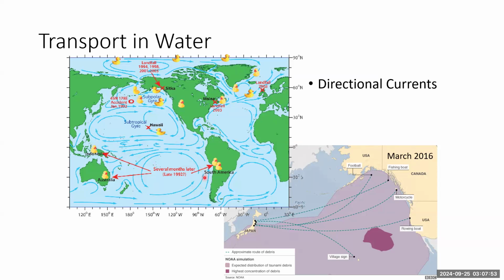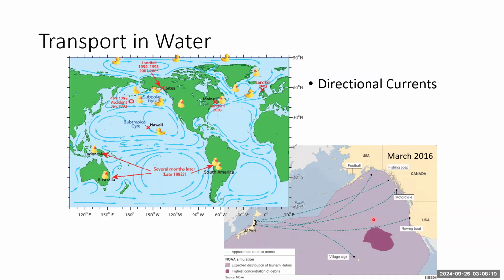And so by following the patterns and the timing of these movements of rubber ducks, and because these were all standardized rubber ducks, we know how dense they are and how fast they should move in any given current of water. We've been able to sort of really map out these various ocean currents. We can use ocean currents to map things like how tsunami debris should be distributed.